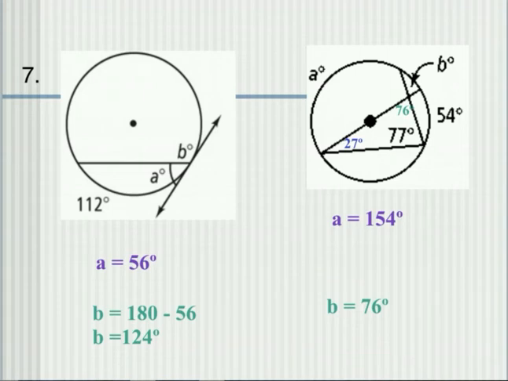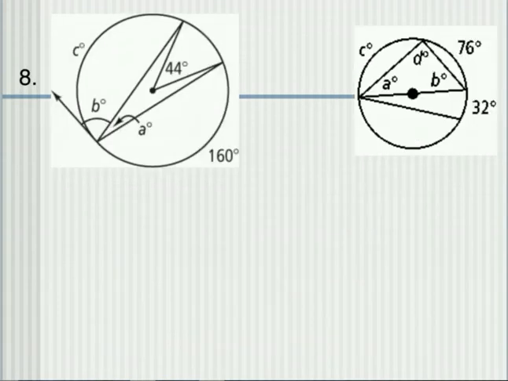Pause here and try number 8 on your own. So for number 8, if the central angle here is 44, then the arc here is going to match it. The inscribed angle on the opposite side of the circle, angle A, would be half of that, 22 degrees. And visually it makes sense. This looks like it's about half the width of the central angle here.